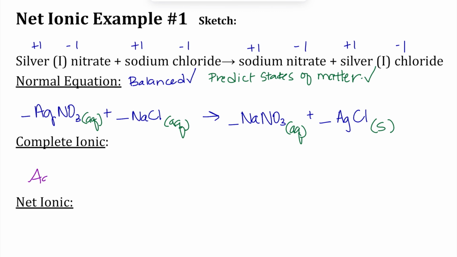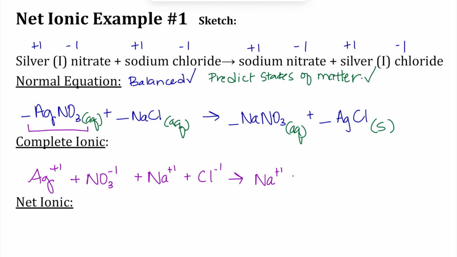So this is going to break up into a silver +1. And then I'm going to put a plus sign to separate those, NO3 -1. And that is that first compound. That's how it would break up into those complete ions. I'm going to do the next with my sodium chloride. So now I have Na +1 plus Cl -1, showing those ions. My NaNO3 is aqueous as well. So I'm going to have Na +1 plus NO3 -1.